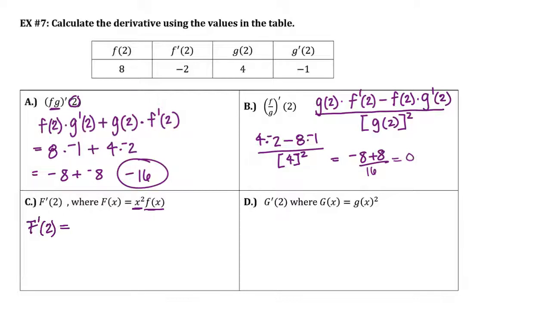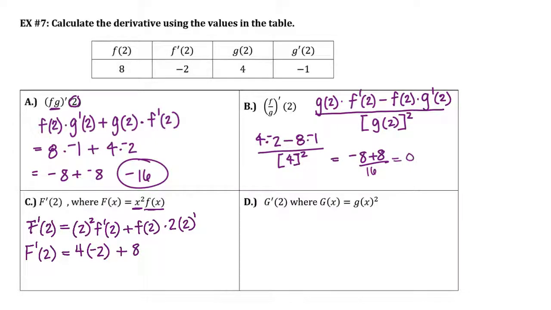In our product rule, we have our first times the derivative of the second plus the second times derivative of the first. All right, and now let's go through and evaluate. So f prime at 2, that's going to be 4 times, and f prime at 2 is negative 2, plus f at 2 times 4. So it looks like we're going to have negative 8 plus 32, which is 24.